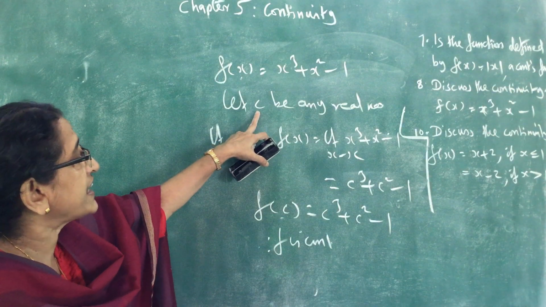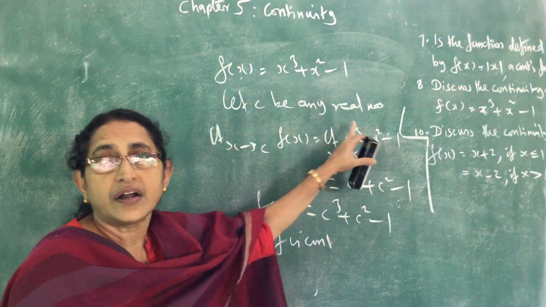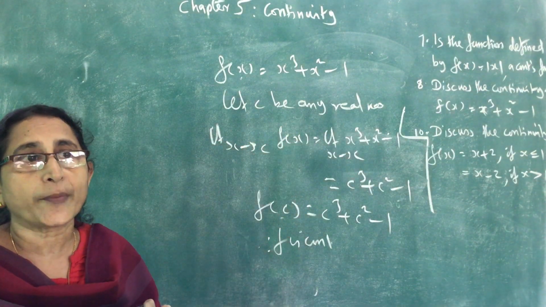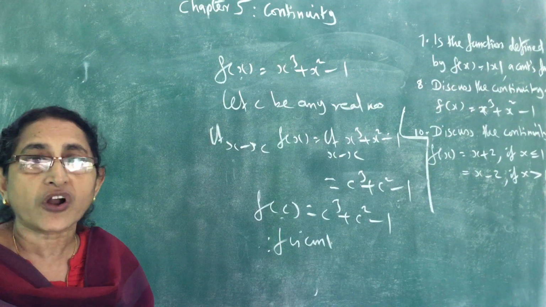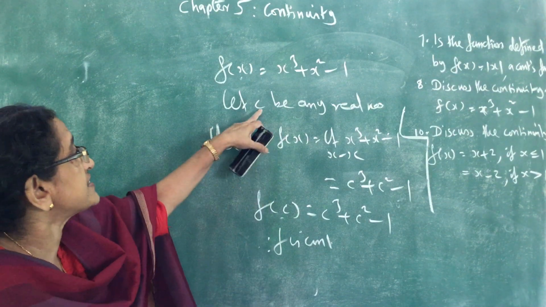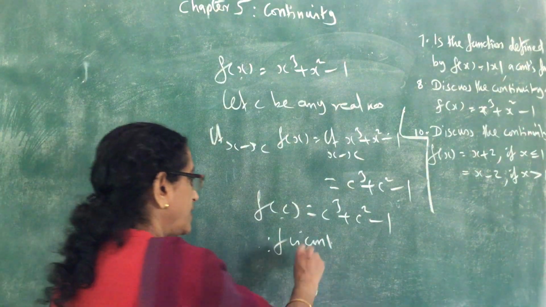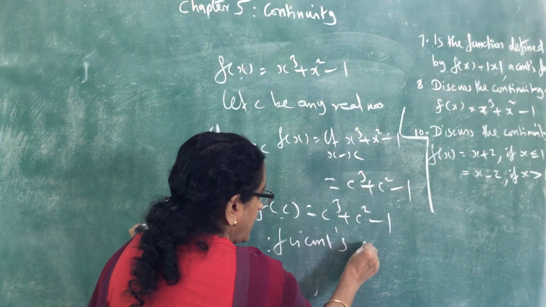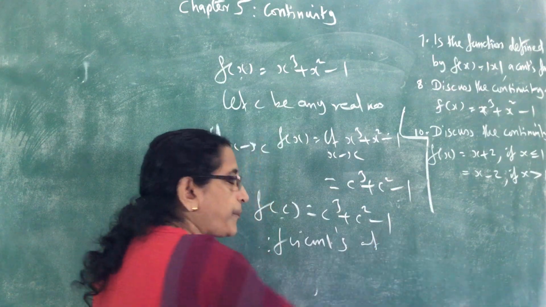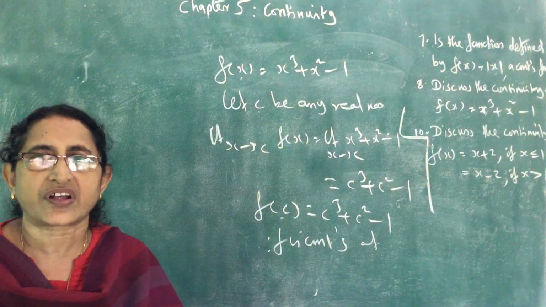So C we are taking as any real number. Therefore it is continuous. We know the domain of a polynomial function is the set of all real numbers, so we have taken C as any real number. So the function is continuous at every point of the domain. f is continuous at every point of the domain. Therefore it is a continuous function.